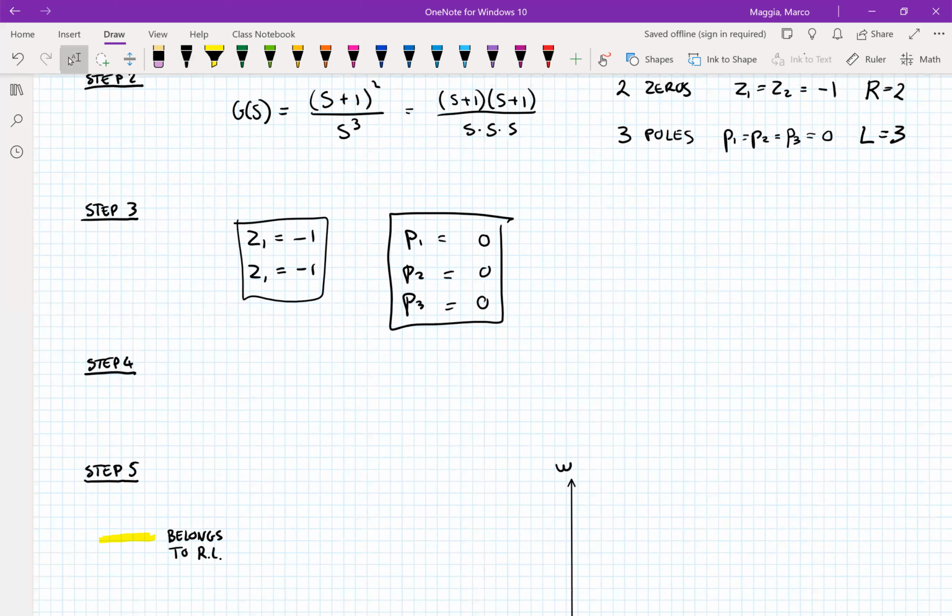And before drawing them on the S-plane, let's just complete also step 4, which is pretty straightforward. That is, how many separate loci do we have? Well, that's the maximum between R and L. That is the maximum between 2 and 3, which is 3. So we have 3 different branches. So we need 3 colors, okay?